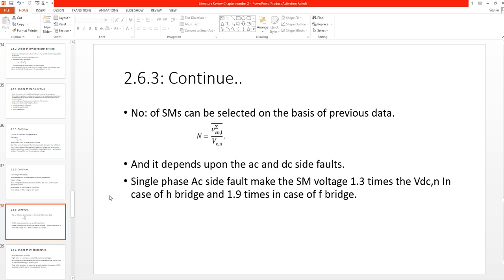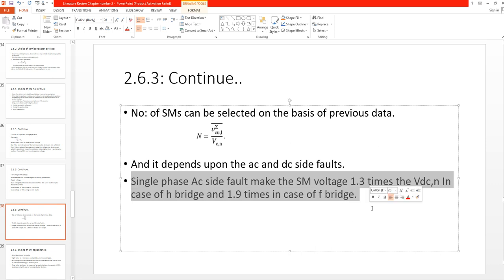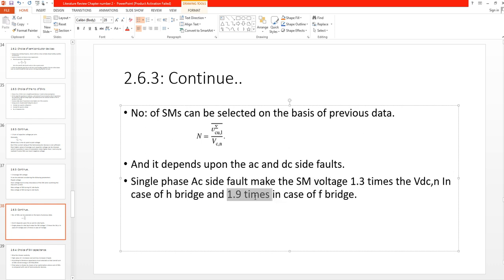Okay, so the third point is the number of redundant submodules. The number of submodules can be selected on the basis of previous data, that n is equal to the sum of the capacitor voltages per arm divided by the voltage of each submodule, and it depends upon AC and DC side faults. And this point must be noted that a single phase AC side fault makes the submodule voltage 1.3 times VDCN in case of H bridge, but in case of full bridge it becomes 1.9 times VDC, where VDCN is the voltage of the submodule.